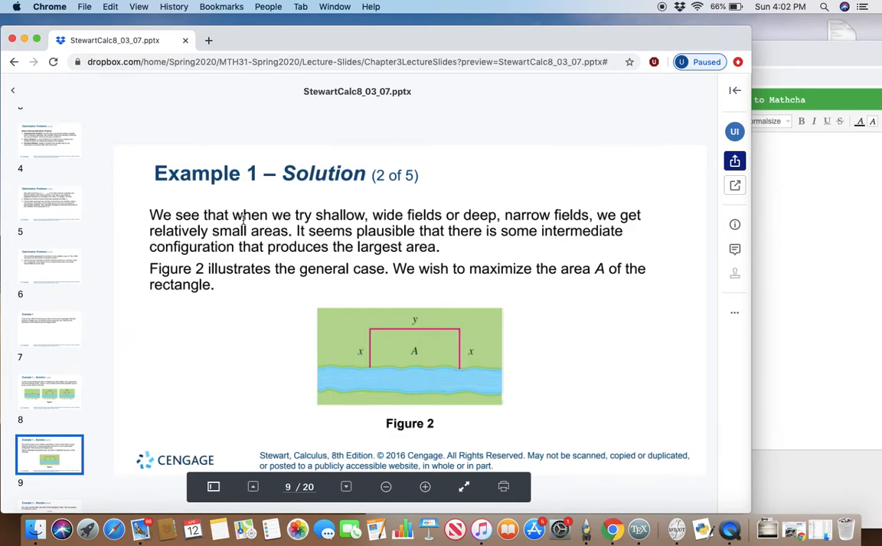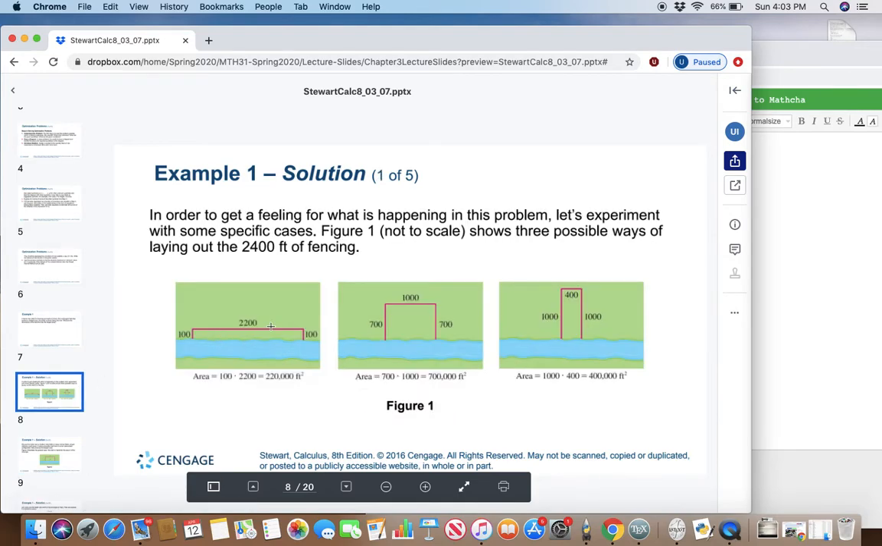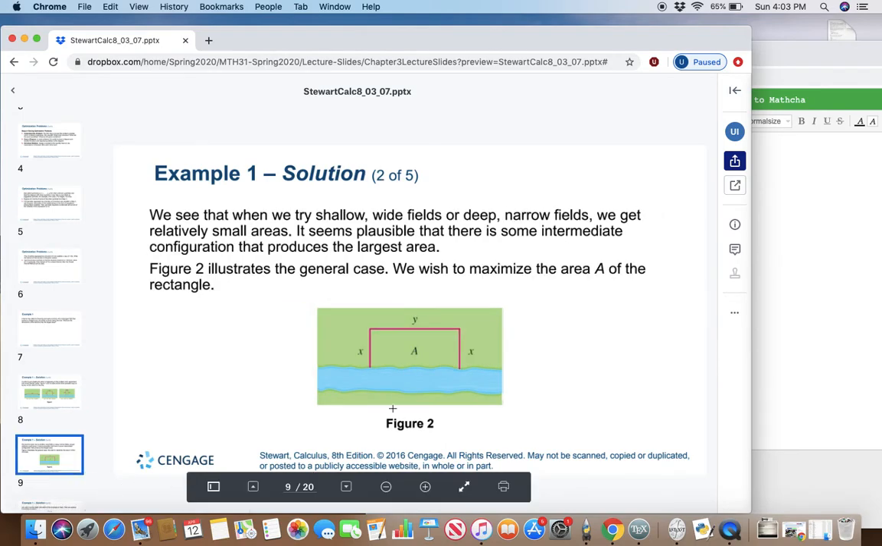Okay. Now, we see that when we try shallow, wide fields or deep, narrow fields, we get relatively small areas. It's possible that there is some intermediate configuration. So this gives you a small area, this gives you a small area. Well, this is just our intuition. This gives us a large area.